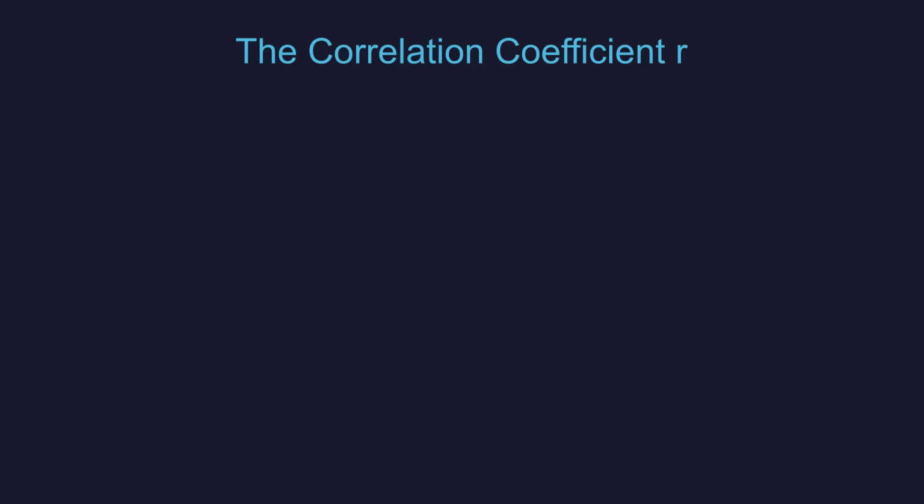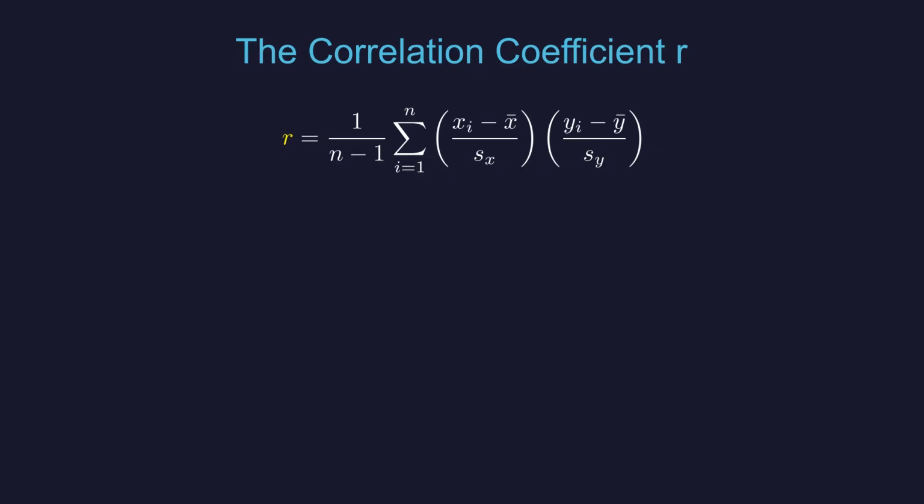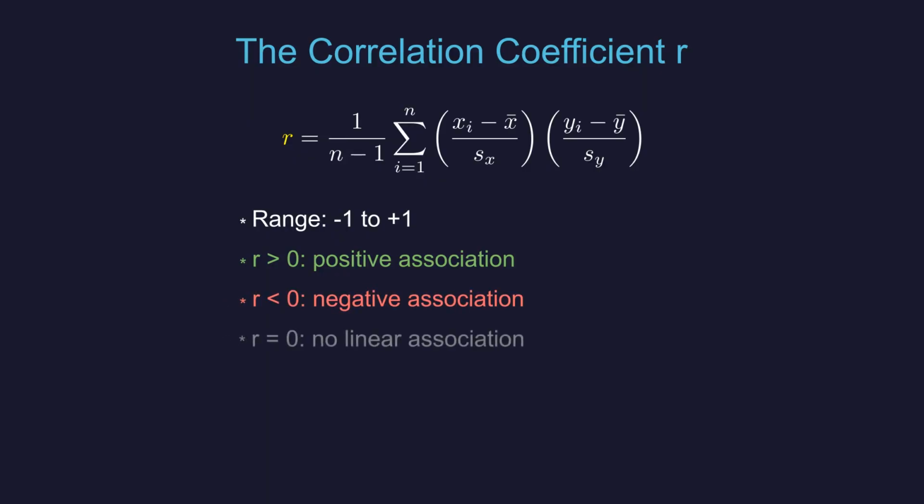To quantify the linear relationship, we use the correlation coefficient R. The formula multiplies the z-scores of x and y for each data point and averages them. The result is always between -1 and +1. A positive R means the variables increase together. A negative R means one goes up while the other goes down. And the closer R is to 1 or -1, the stronger the linear relationship.